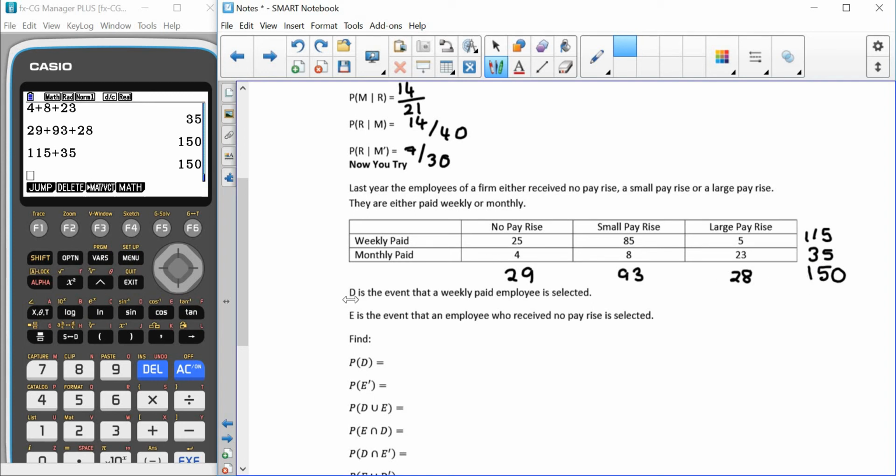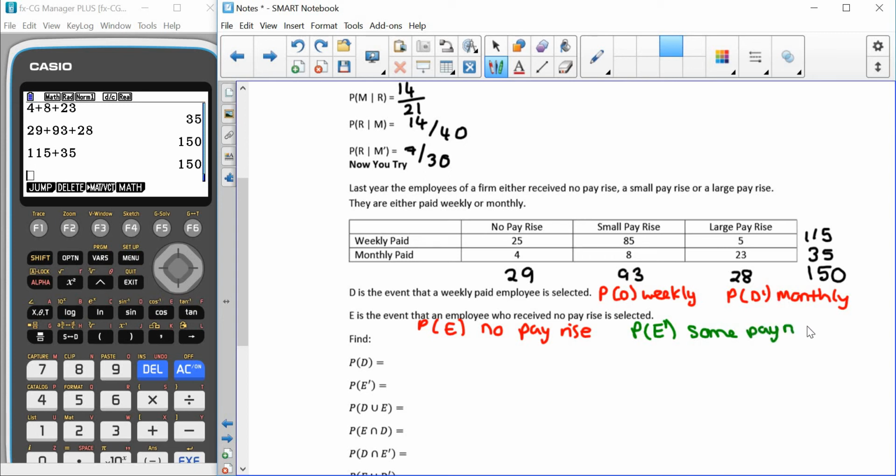Again, we've been given some notation to use. So D is the event that a weekly paid employee is selected. So probability of D is weekly, which means probability of D dash is going to be monthly pay. E is the event that the employee received no pay rise. So P(E) is no pay rise. And again, because we have two groups that are not E, we could say that P(not E) is some pay rise. And that's going to be combining together the small or the large. So it could be representing either of those put together.